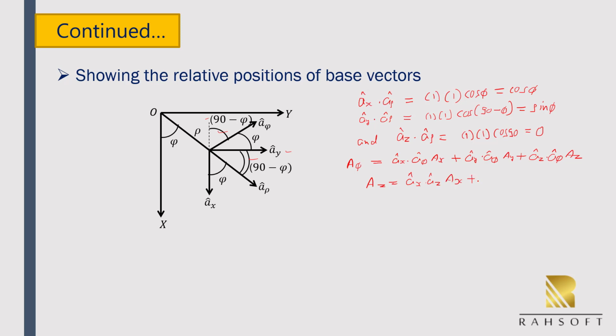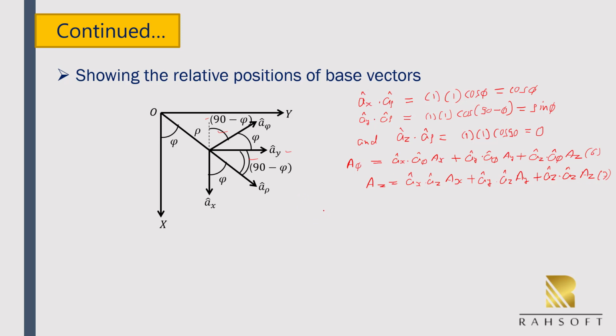times vector ax plus unit vector ay dot unit vector az times vector ay plus unit vector az dot unit vector az times vector az. So this is equation 6 and this is equation 7.